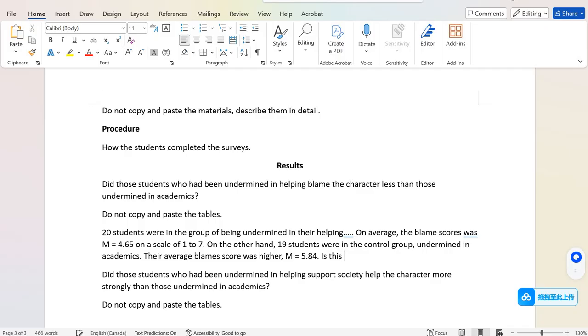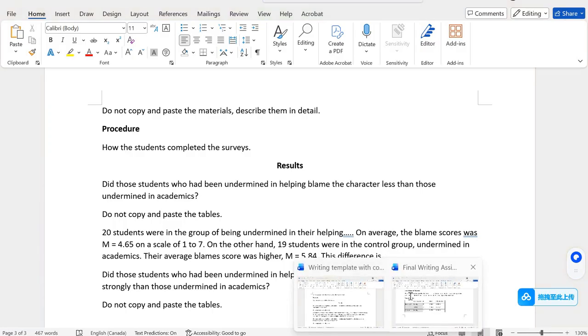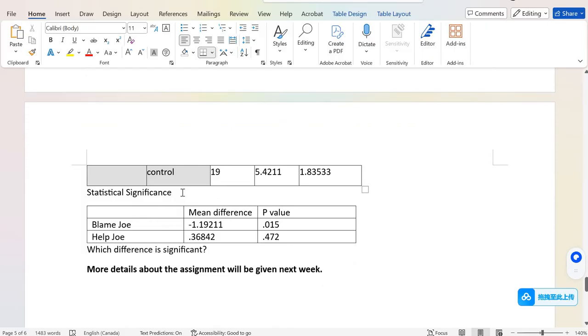Is this difference significant or non-significant? Is it big or small? It's not small. 5.84 versus 4.65. The difference was more than 1 point, more than 1 point on a scale of 1 to 7. Pretty substantial. Was it significant? You look at the next table.